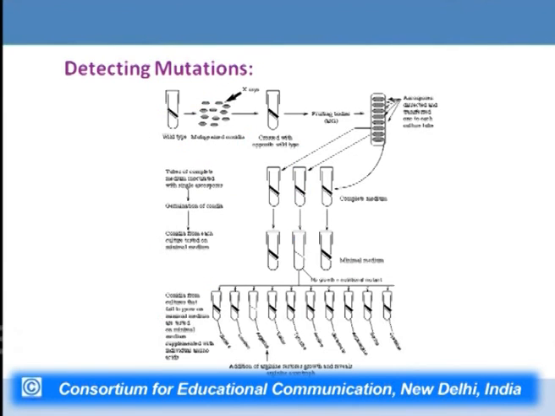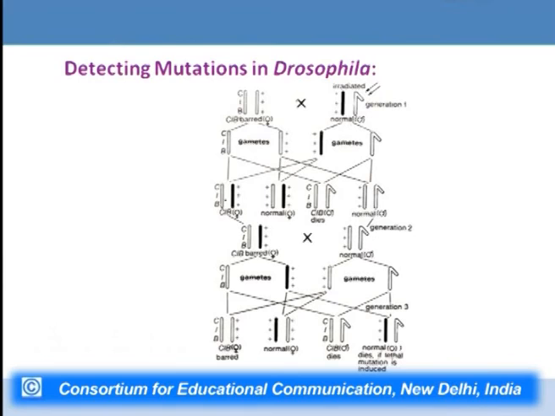Now, mutation could be detected in fungi with the help of this methodology. The wild type is exposed to X-rays, and the mutagenic conidia are then crossed with the wild type, and the spores which are formed are grown in the complete medium. After that, the spores are taken and grown in the minimal medium. If a spore is not able to grow in the minimal medium, then it is supplemented with different types of nutrients. And in whichever nutrient it grows, it tells us that a specific mutation in that particular gene has occurred in that organism.